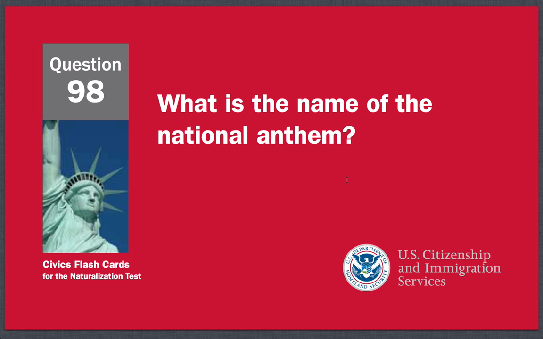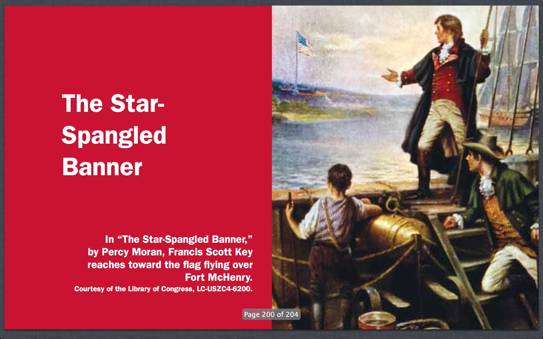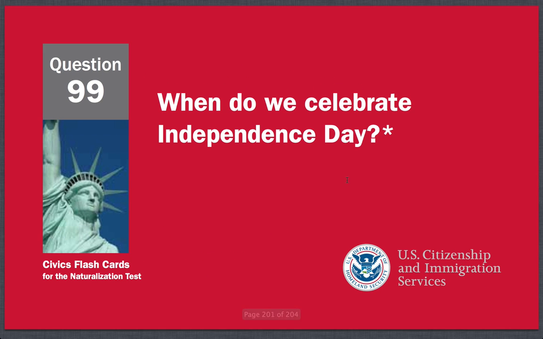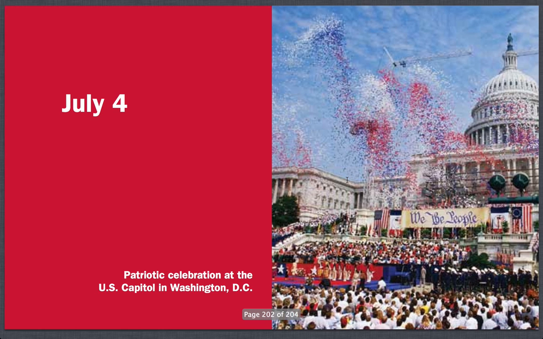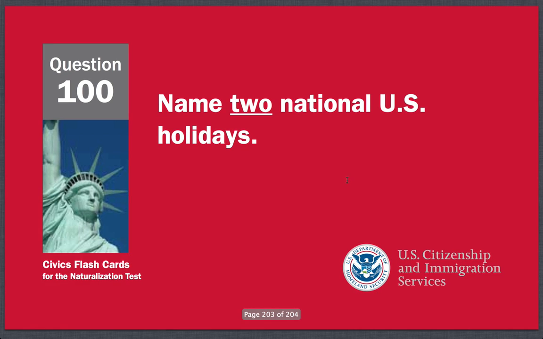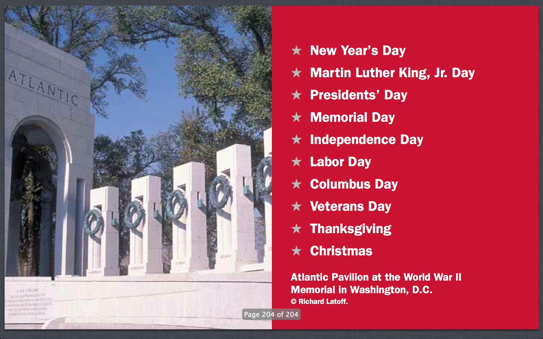What is the name of the national anthem? It's the Star Spangled Banner. And when do we celebrate Independence Day? Of course, July 4th. And name two national U.S. holidays, and there are a bunch of them: Presidents Day, Memorial Day, Labor Day, Columbus Day, Thanksgiving, so you name it.